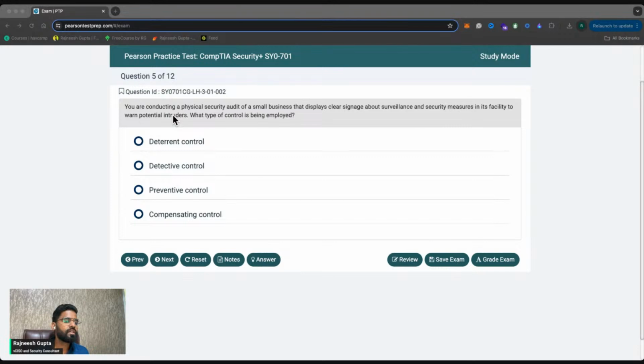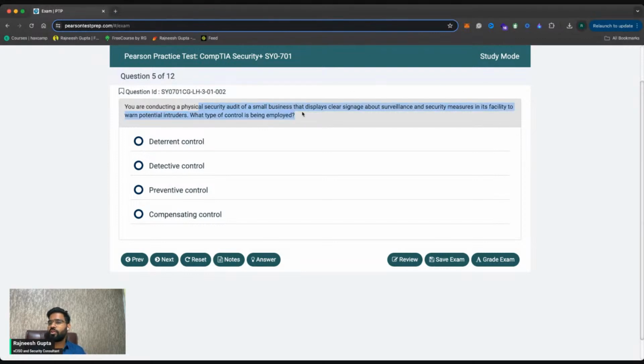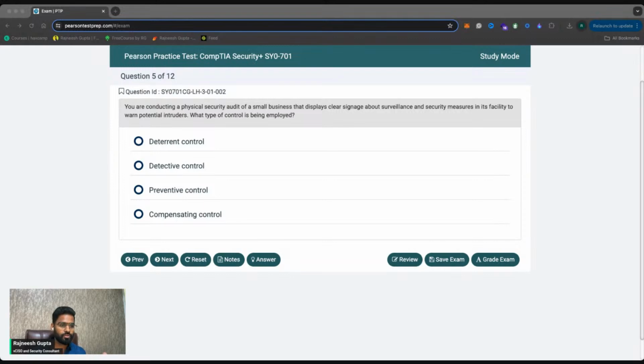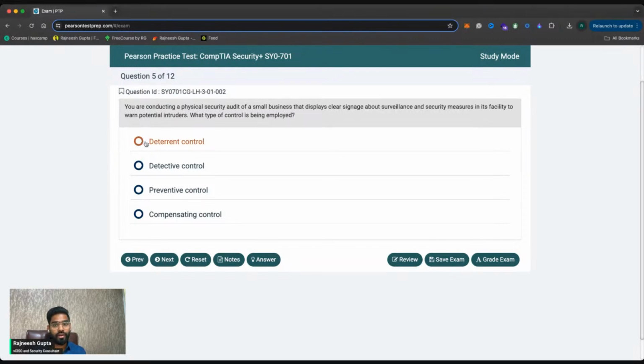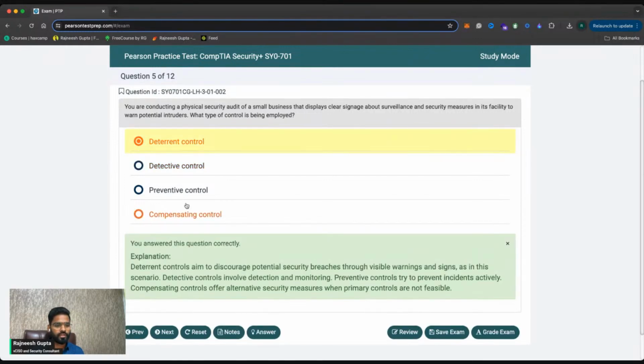Deterrent control is the control to reduce the likelihood of a possible attack. So in this situation, you can see the physical audit is done that displays the clear signage about the surveillance and security measures. So he detected a possible issue that could lead to a problem in the future. So the right answer is deterrent. Okay, can you see that? Anyone, any questions?